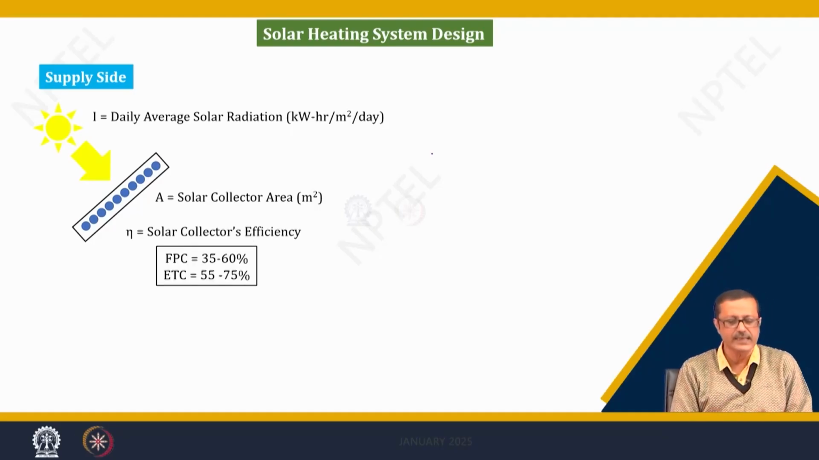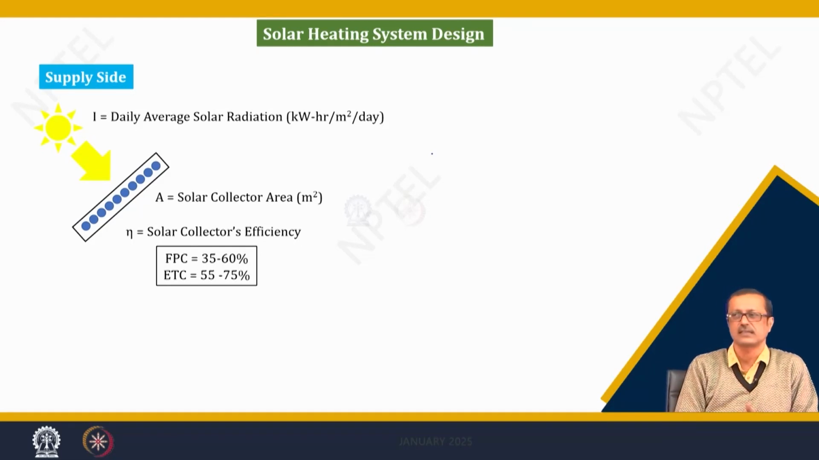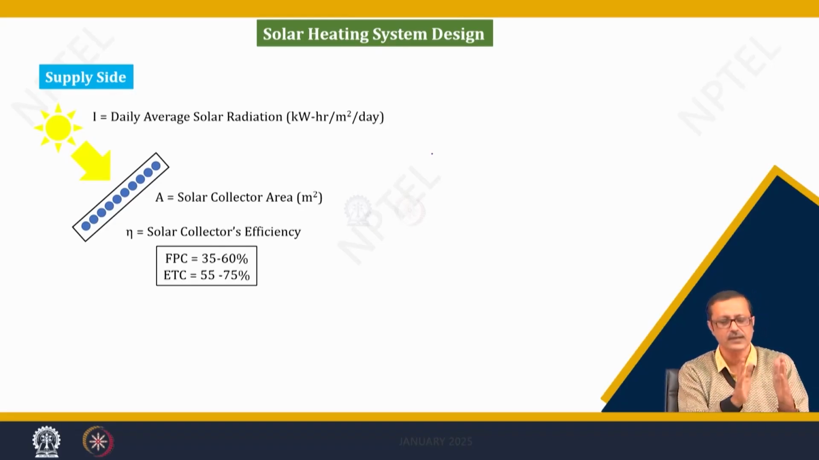In that, again, I need to know the collector efficiency. A collector cannot give you 100% efficiency. FPC is a little less efficient. The flat plate collectors have 35 to 60% efficiency, whereas the evacuated tube collectors are a bit more efficient in nature, with 55 to 75% efficiency. So, if I multiply the solar radiation I, the collector area A and the efficiency, then I will have the supply side equation ready.